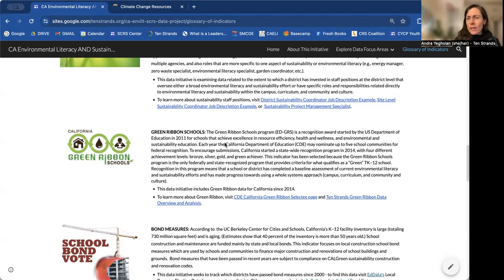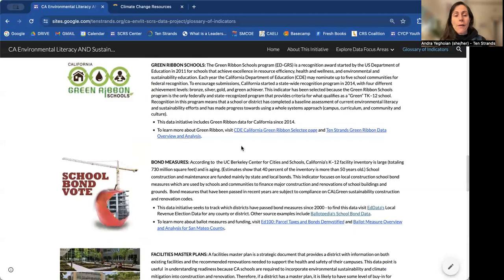And those pillars generally relate to campus, curriculum, community, and culture, but looking for that evidence again in facilities and operations, looking for evidence of environmental education, again, field trips, that type of thing. And then also looking for evidence that there's stuff going on in the broader culture of the school district. So we looked at the data going all the way back to when California started the program in 2014 to figure out which school districts and which sites within school districts have achieved Green Ribbon at any level.